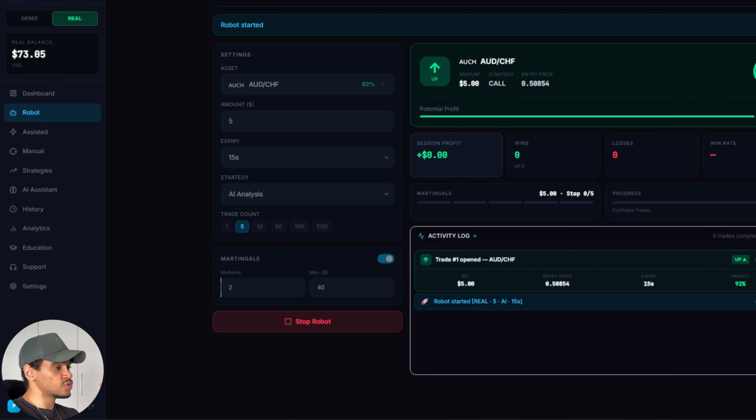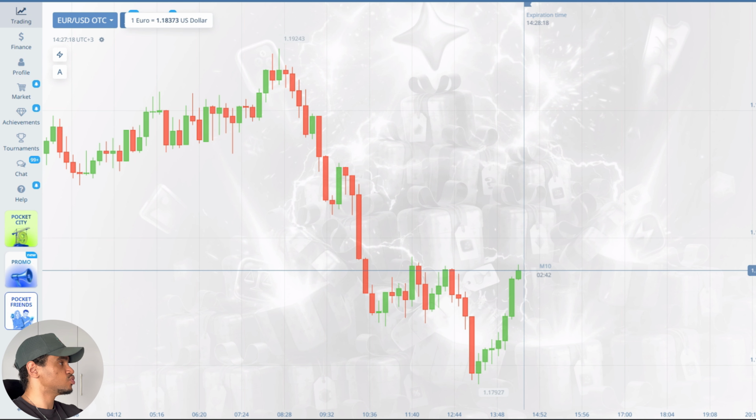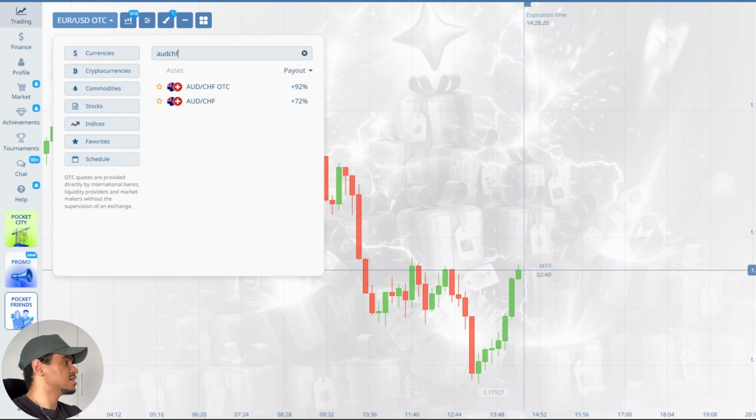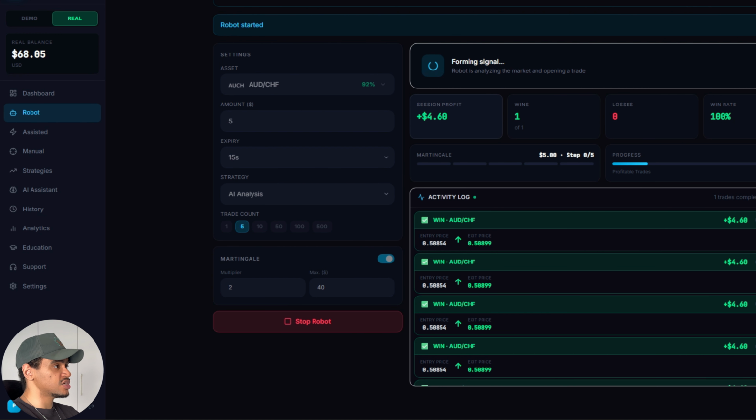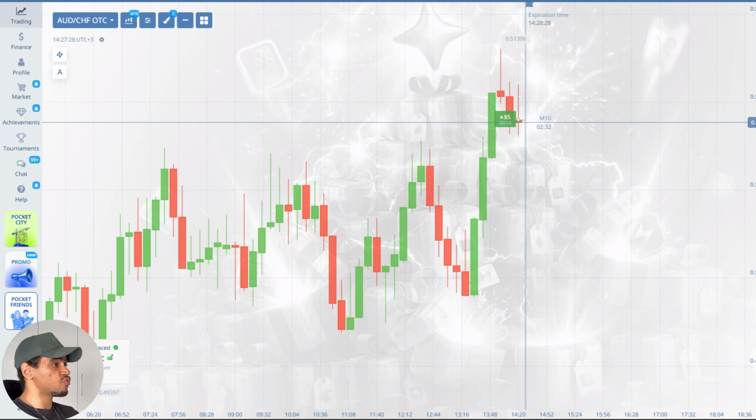It starts executing the trades in the market right here, and you can see that we have everything in here as well. We don't even need to be on Pocket Option, but I also want to show you that it's actually happening right now. If you go here, there it is. Our first trade goes in, $4.6 profit, and we are already starting to make money and climb back.